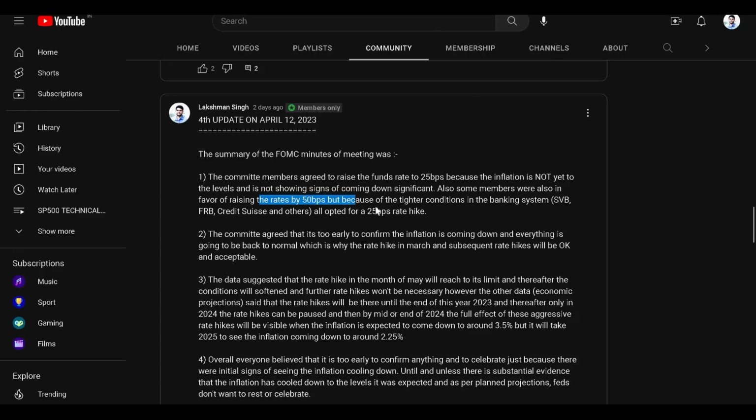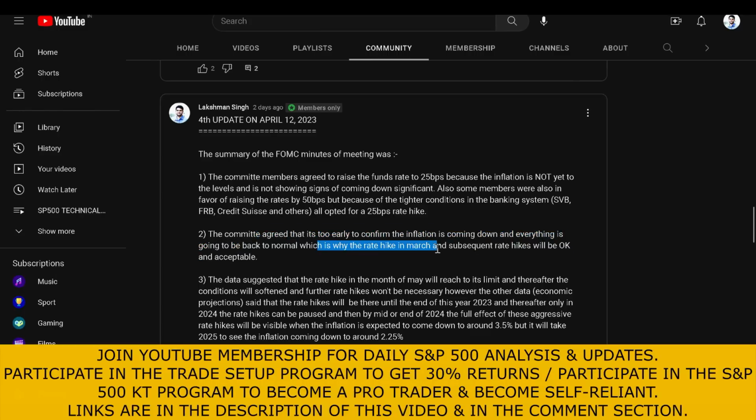Otherwise, they wanted to go aggressive, like 50 BPS or so, so that the 2% target of this inflation can be achieved by the end of 2024. That means after 1 year or after 1.5 years. But because of the tighter conditions in the financial market, in the banking sector, they opted for the 25 bps, a sequential rate hike, small rate hikes like 25 bps, 25 bps. Then the committee agreed that it is too early to confirm that the inflation is coming down and everything is going back to normal, which is why the rate hike in March and subsequent rate hikes will be okay and acceptable.